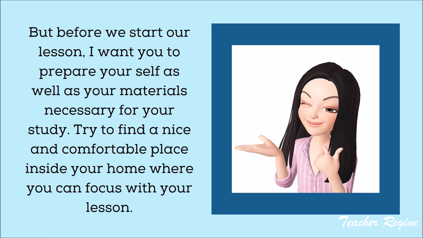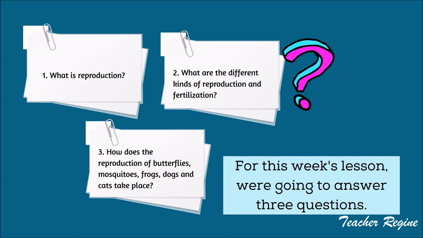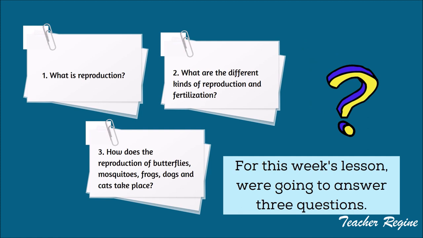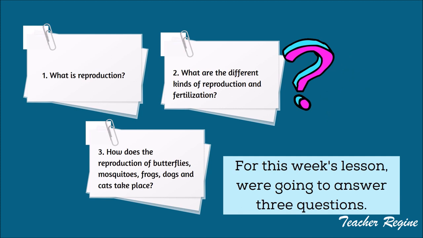For this week's lesson, we're going to answer three questions. Number one, what is reproduction? Number two, what are the different kinds of reproduction and fertilization? And number three, how does the reproduction of butterflies, mosquito, frogs, dogs, and cats take place?